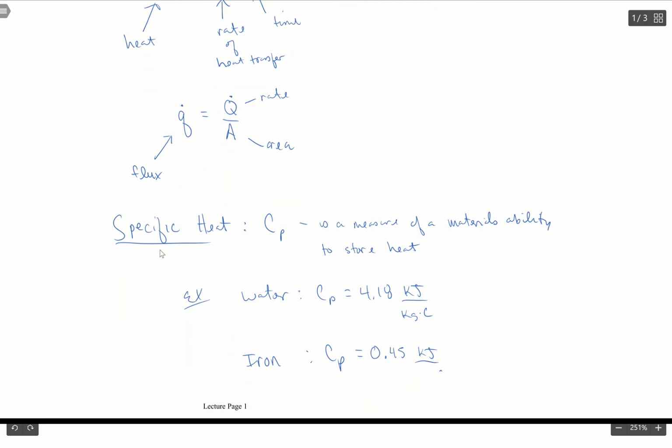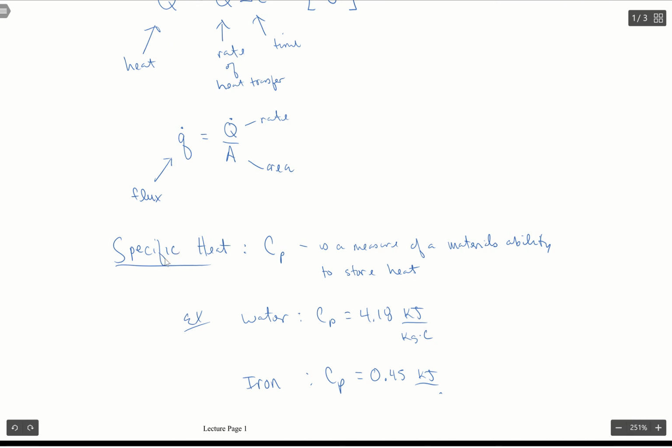Another important term to be familiar with is the specific heat, okay? So specific heat is usually denoted as Cp, and it's a measure of a material's ability to store heat. I'll give you an example. The specific heat of water is 4.18 kilojoules per kilogram Celsius. Compared to a metal like iron, the specific heat of iron is 0.45 kilojoules per kilogram Celsius.